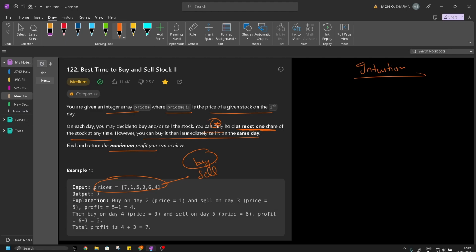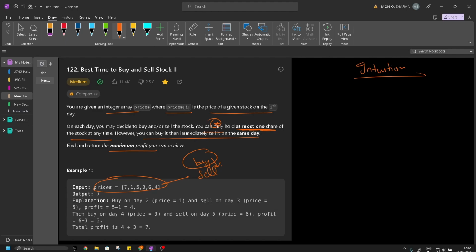Obviously you can only sell a stock after you have bought it. If you don't have anything you can't sell anything, right? So you have to first buy a stock and then you can sell a stock. And if you have bought a stock you cannot buy another stock, you have to sell the first stock off before buying the next one. This much is clear, because both of these things are very important, that's the base of the question.